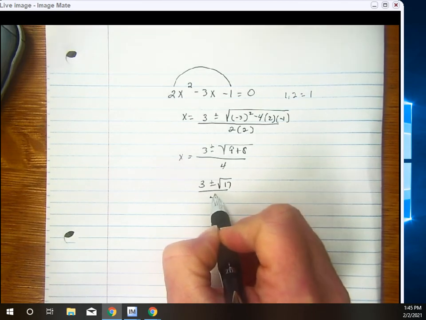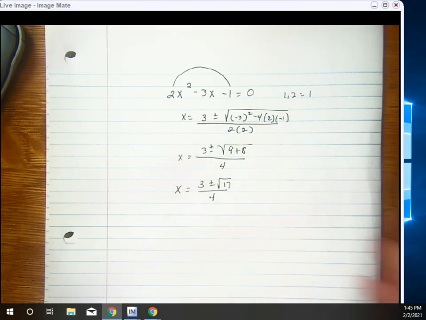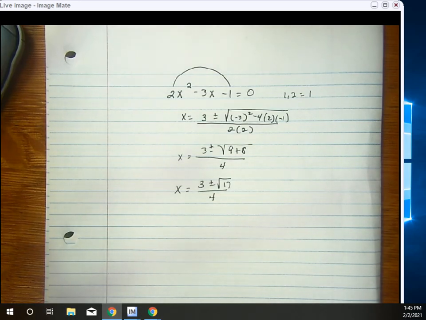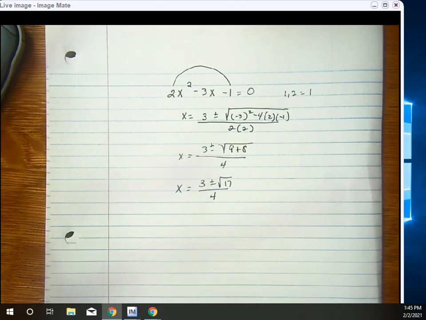17. What do you know about 17? It is going to stay like that. It's a prime number, so it will not simplify. You are finished. A prime number is a number that's only divisible by itself and 1. 2 is the smallest prime number. 2 is also the only even prime number.